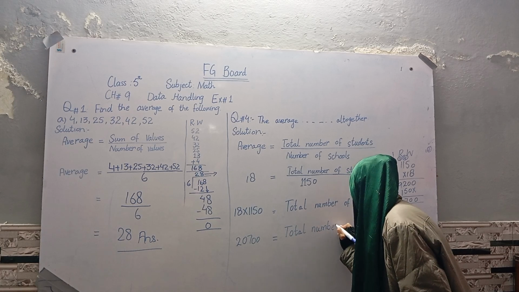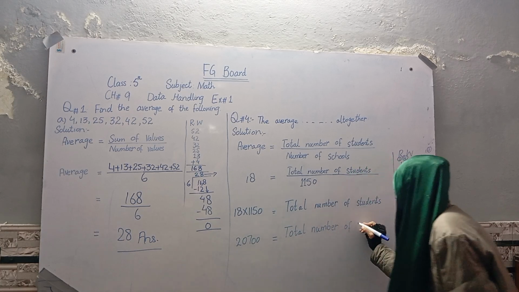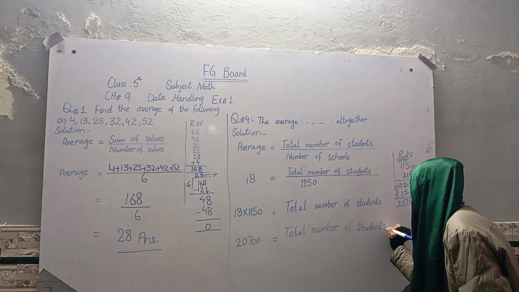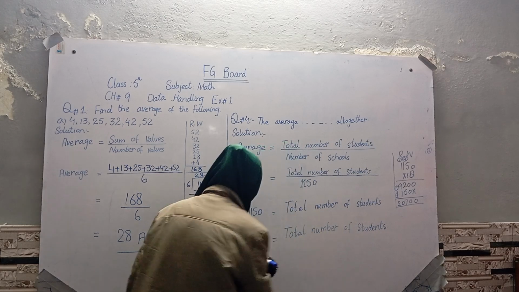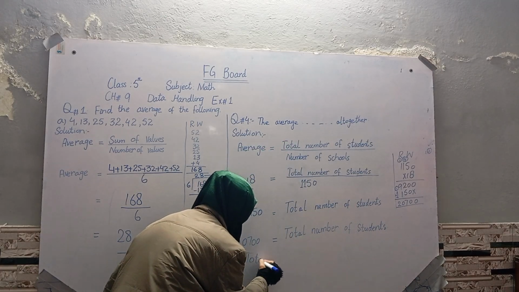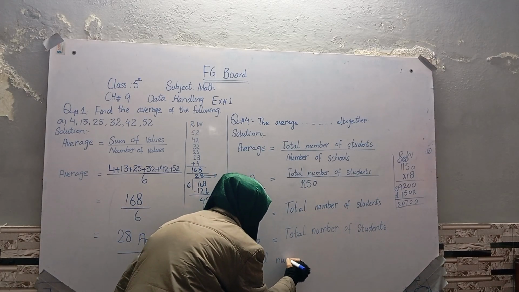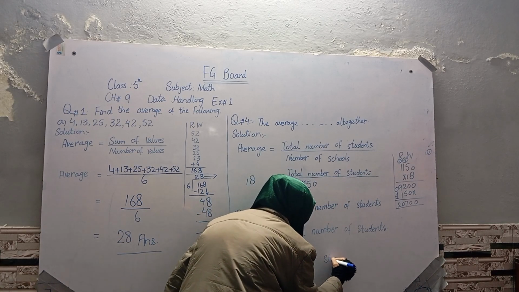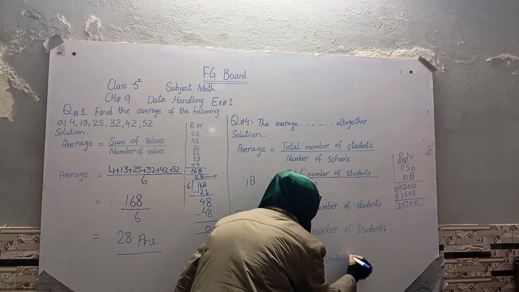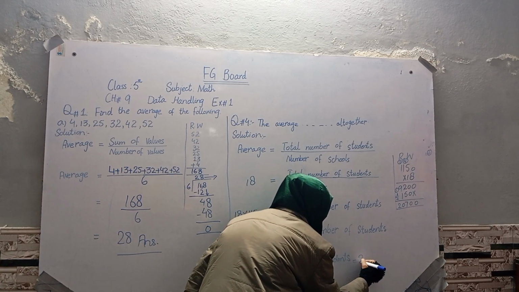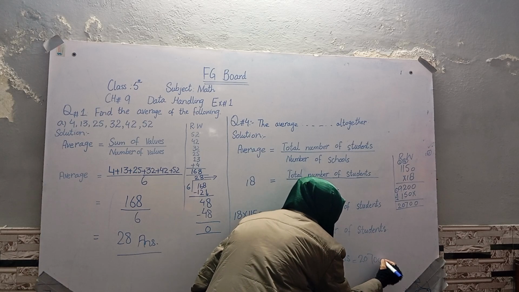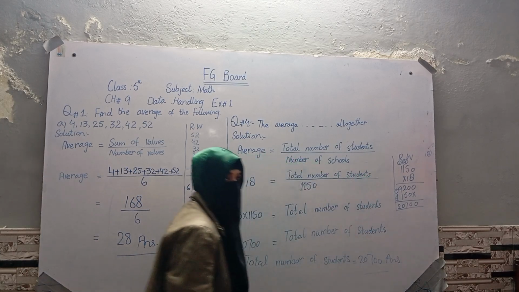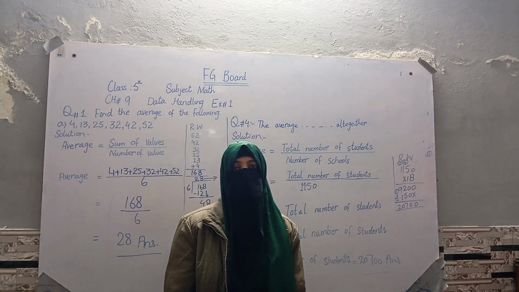number of students. Here we arrange it. Total number of students is equal to 20700. Answer. Okay? I hope you will understand it very well.